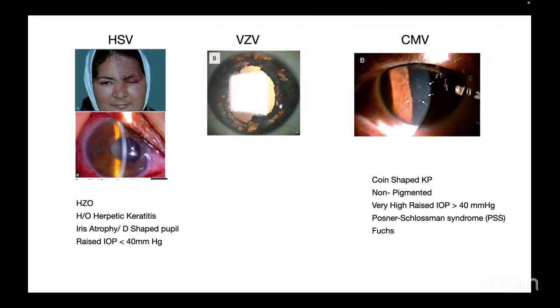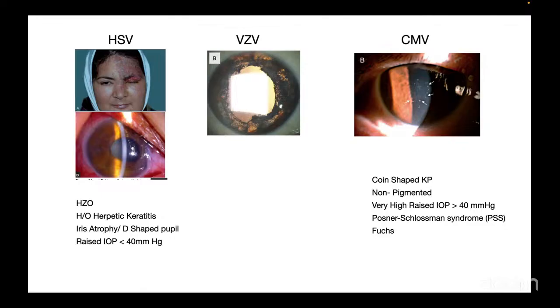But the reaction and the IOP don't match, because the reaction is usually mild but the IOP rise is high in CMV patients. Typically, the differential diagnosis for CMV is Posner-Schlossman syndrome and Fuchs syndrome, because these patients also have a mild reaction and a high IOP. So, tell me what are the signs and symptoms of Fuchs and how will you diagnose Fuchs?